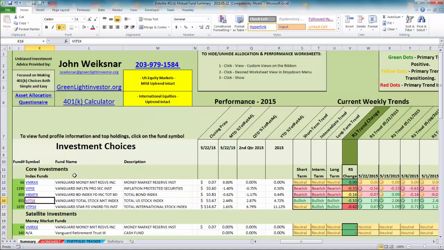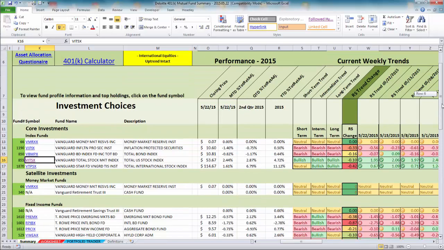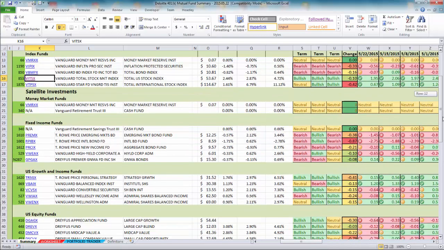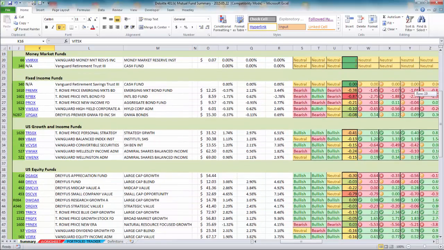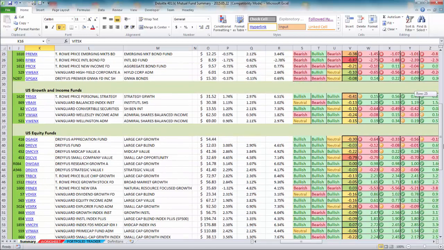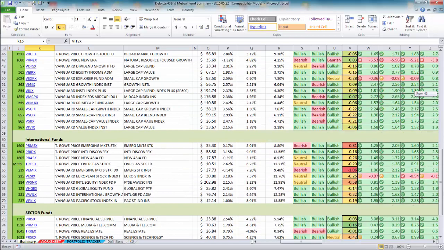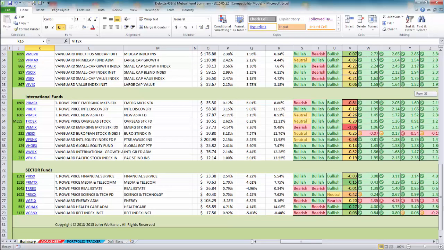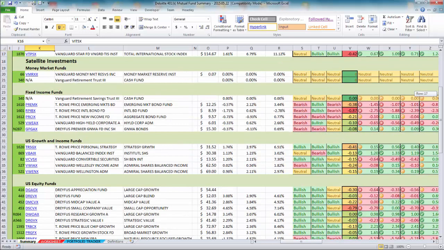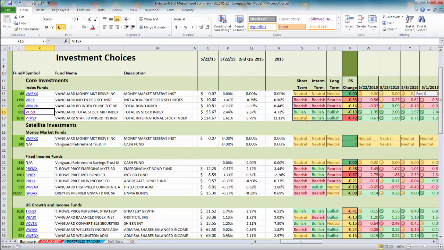The funds are arranged with the core investments on top. These are the index funds. And as you scroll down, you'll see the money market, the fixed income, the U.S. growth and income funds, the U.S. equity funds, the international funds that are available to you, and then the sector funds that are available to you. They're arranged such that the more conservative funds are towards the top of this chart, and as you progress down the worksheet, the funds tend to be a little bit more aggressive.